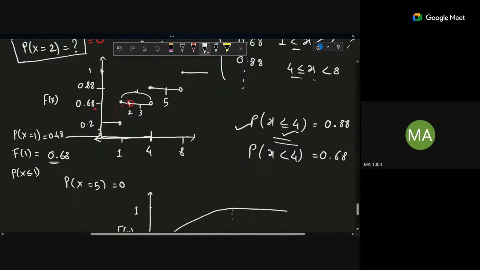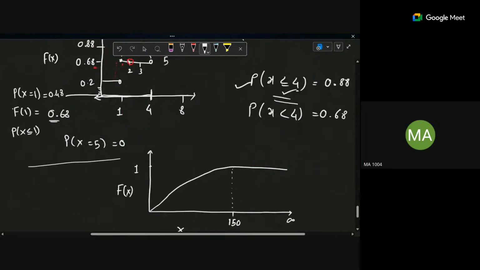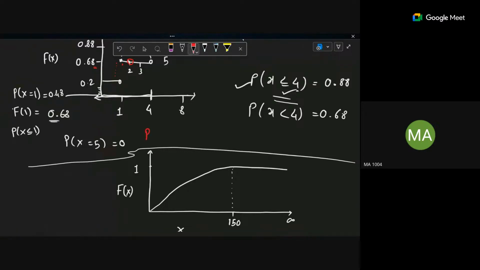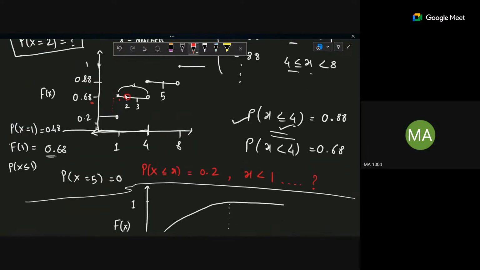It will be more mathematical if I want to say that. Let me just write here. If I want to write probability that capital X less or equal to small x is equal to 0.2 for x strictly less than 1, so how many of you got this point? Can I write like that? Is this a correct statement? Can I write this for this particular question?